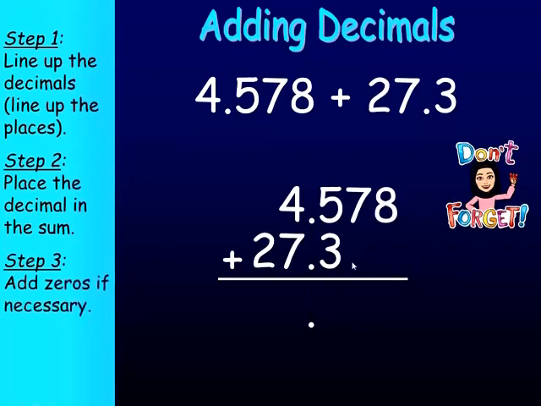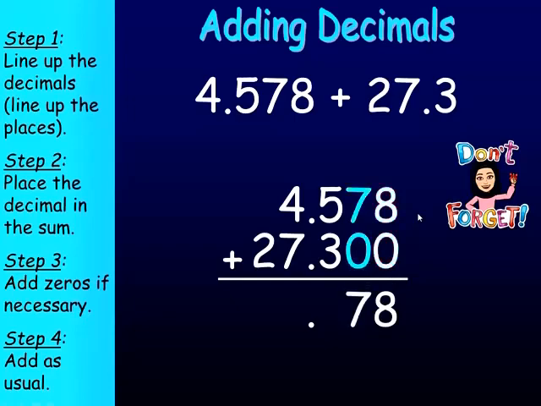I will annex 2 zeros here because here I have 3 decimal digits and here there is just 1, so I need to annex 2 zeros. Again, I will start adding from the right. So 8 plus 0 equals 8, 7 plus 0 equals 7, 5 plus 3 equals 8, and 4 plus 7 equals 11. So I will put 1 under the ones place and regroup the other one above the next digit. 1 plus 2 equals 3. So the answer is 31 and 878 thousandths.